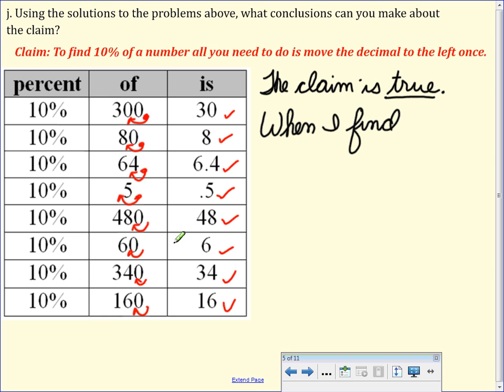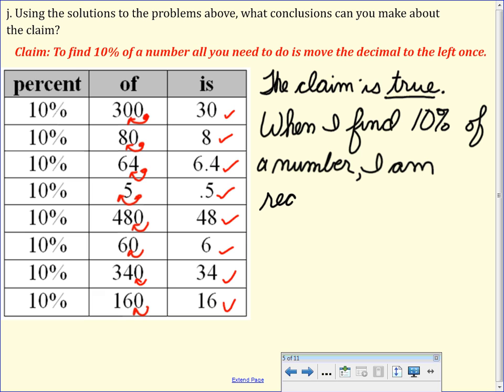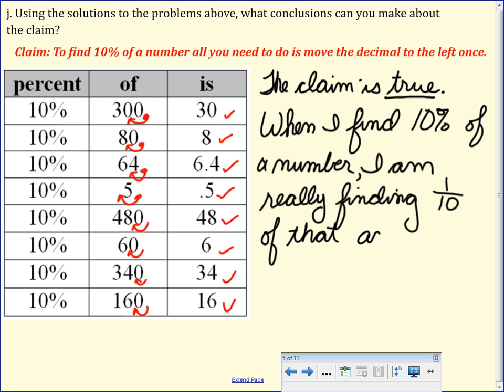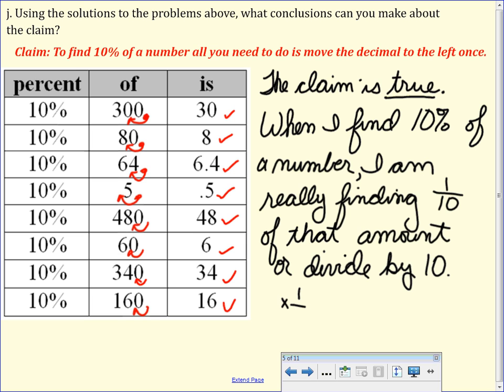It's true because when I find 10% of a number, what am I really doing? I am really finding 1/10 of that number. And another way to say that, remember, multiplying by 1/10 is the same thing as dividing by 10. We talked about that a lot when we did our tape diagrams.